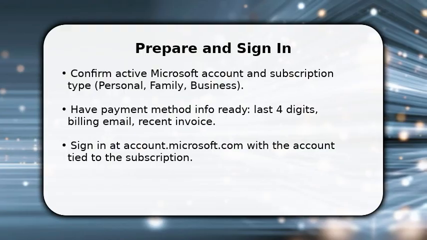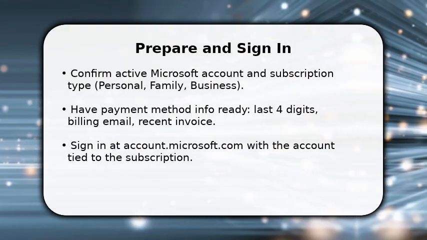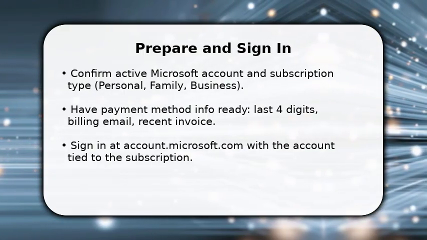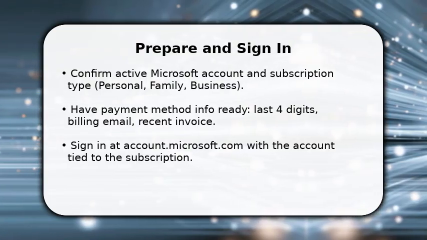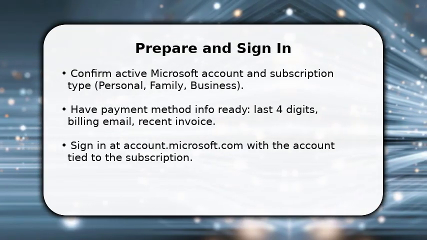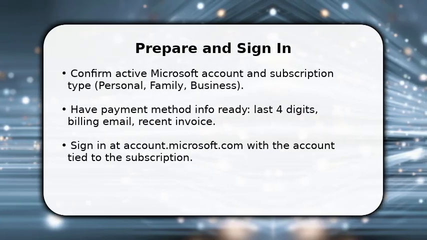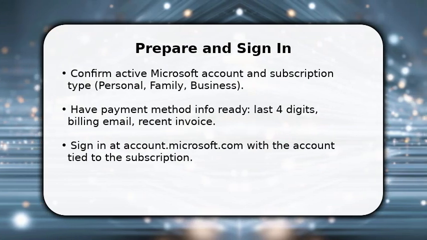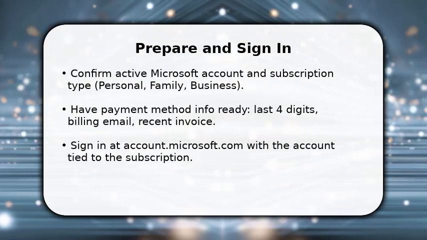Once signed in, go straight to Services and Subscriptions. That page lists active plans and billing dates, which you'll need to confirm to avoid mid-cycle confusion. Make sure the browser shows the correct account. If not, sign out and sign back in. Doing this prevents canceling the wrong subscription and losing access unintentionally.